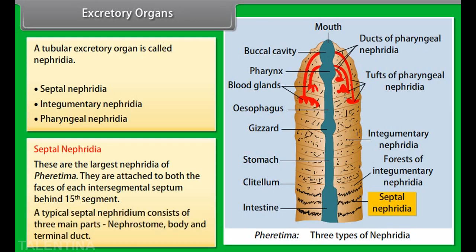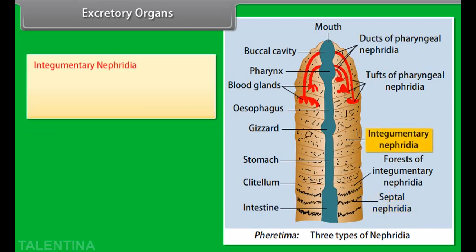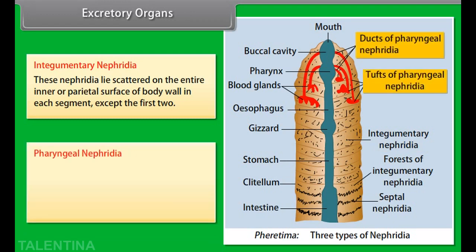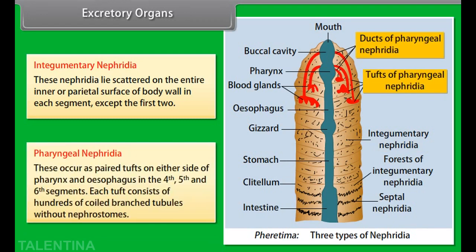The typical septal nephridium consists of 3 main parts: nephrostome, body and terminal duct. Integumentary nephridia. These nephridia lie scattered on the entire inner or parietal surface of the body wall in each segment except the first 2. Pharyngeal nephridia. These occur as paired tufts on either side of the pharynx and oesophagus in the 4th, 5th and 6th segments. Each tuft consists of hundreds of coiled branched tubules without nephrostomes.